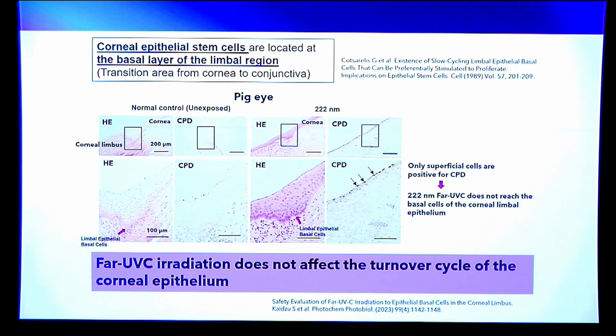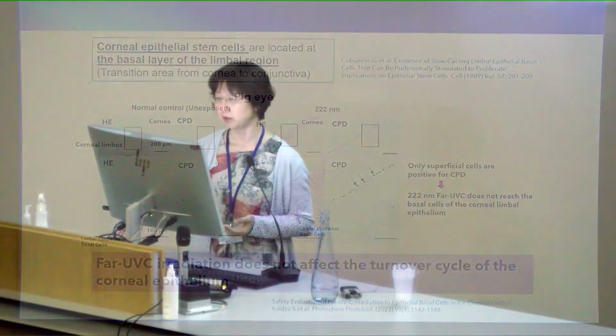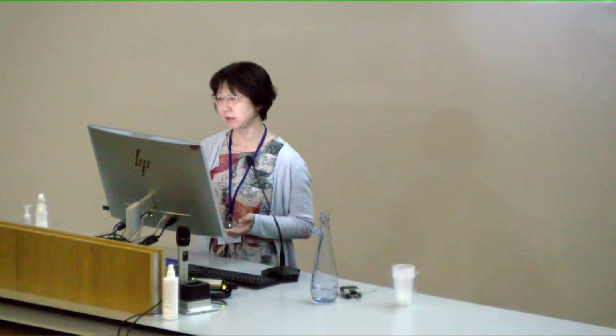These are H&E stained and immunostained images of pig eyes obtained from a slaughterhouse, and CPD positive cells are observed only in the superficial layers of the corneal limbus. In other words, 222 nanometer Far-UVC does not reach the basal area of the corneal limbus where stem cells are located. Therefore, corneal epithelial turnover is not expected to be affected by Far-UVC radiation.